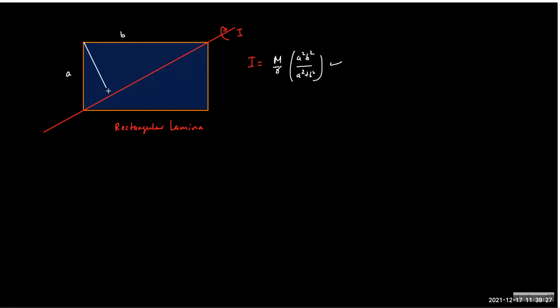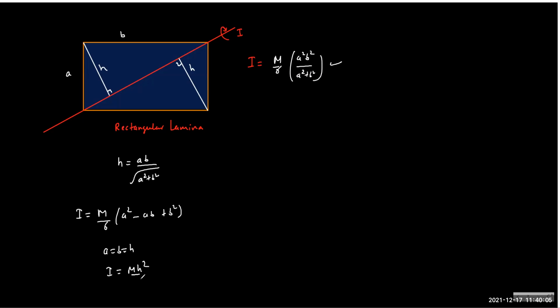So what you need to find is H only, the perpendicular. Both will be the same actually. And the H turns out to be AB upon under root A square plus B square. We have done this 1,000 times. Now the formula is pretty simple. It's M by 6 (A square minus AB plus B square). Here A is the same as B. So I turns out to be MH square by 6. That's the answer.